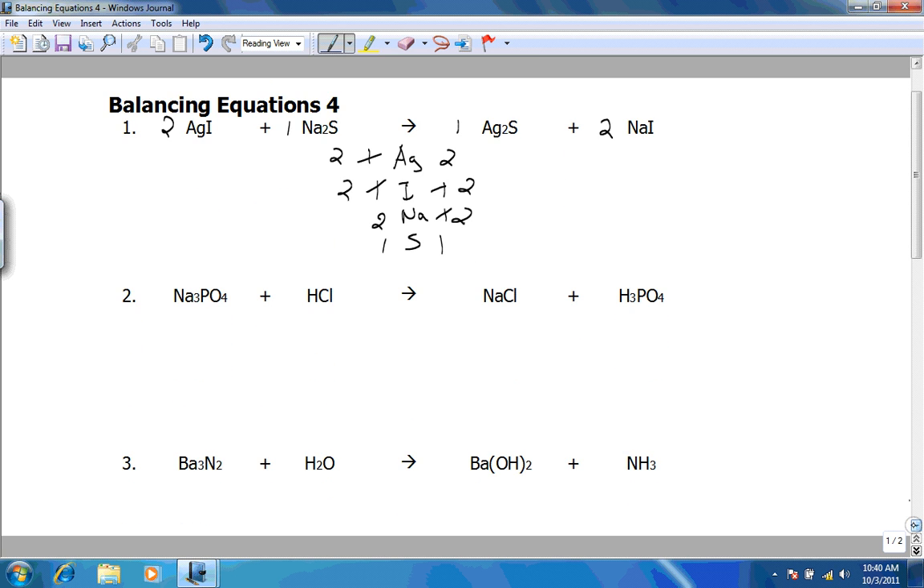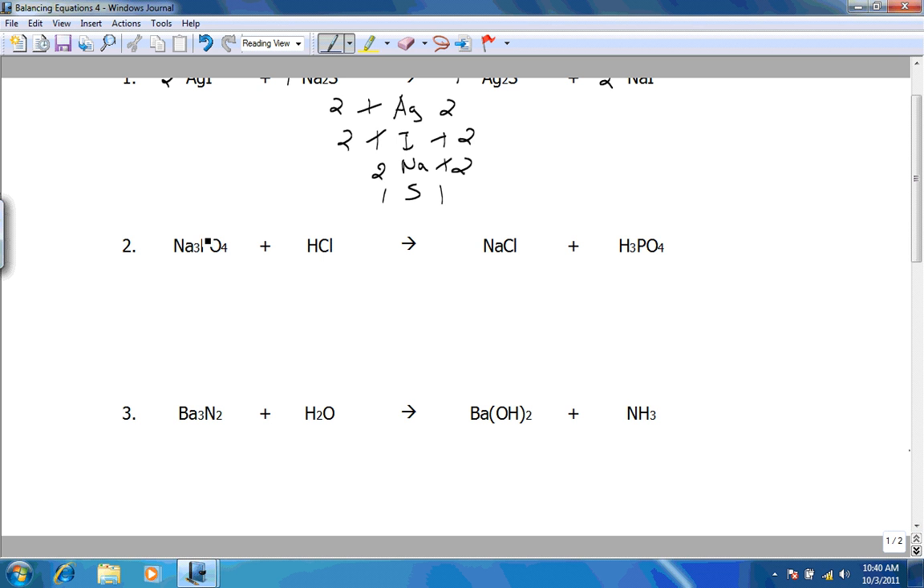Okay, the next one. Notice for this one, we have phosphates on the left and we have phosphate on the right, and they stayed as a group. So I'm actually going to keep them as a group just to make my life easier. So I have sodium, phosphate, hydrogen, and chlorine. I have 3 sodiums on the left and 1 on the right, 1 phosphate on the left and 1 on the right, 1 hydrogen on the left, and we have 3 on the right over here, and 1 chlorine and 1 chlorine.